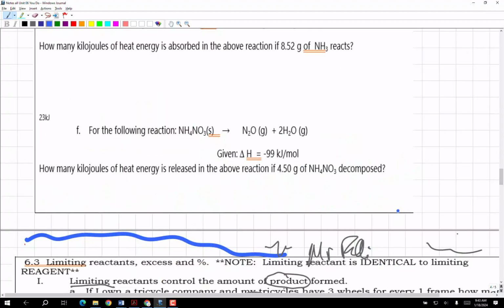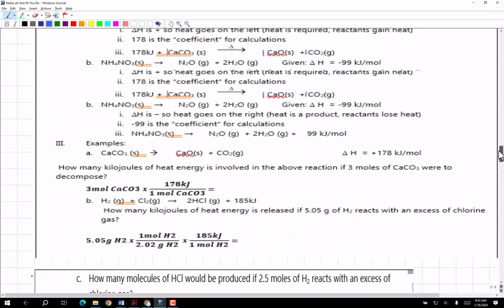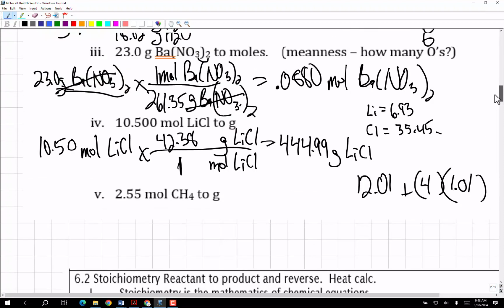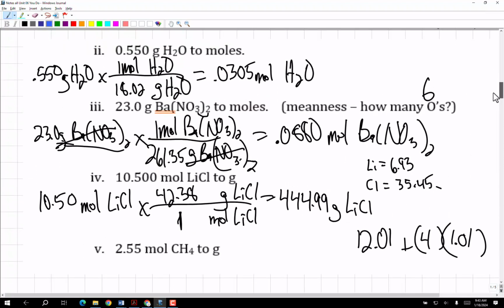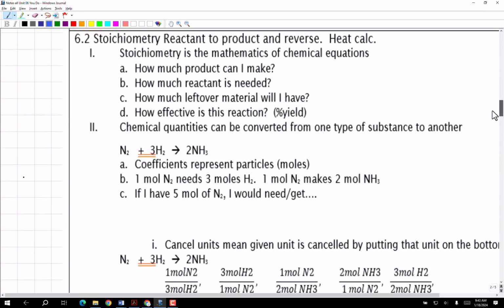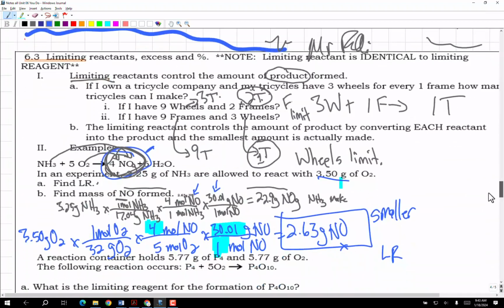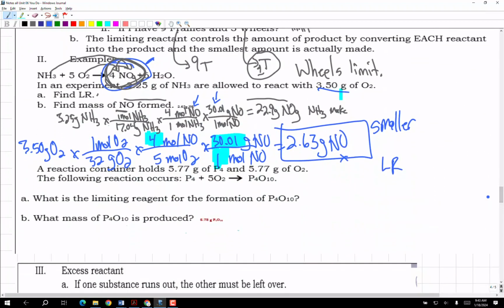It is my reactant that gives me that much. I lost my page. Yeah, because I went the wrong way. It is my limiting reactant, is the reactant that gave me that much, 3.50 grams of O2. And notice it's kind of weird. In this case, even though 3.5 is larger than 3.25, it made less. Okay.